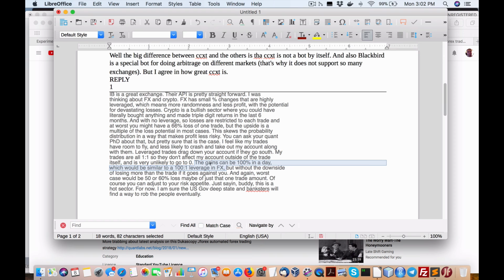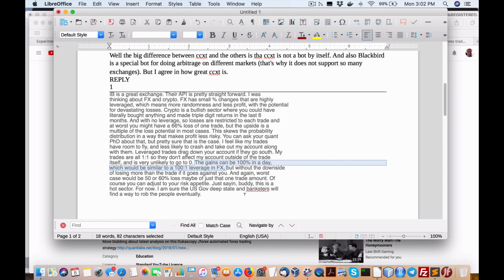So let me just repeat: the gains can be 100% in a day, which would be similar to 10 to 1 leverage in FX, but without the downside of losing more than the trade if it goes against you. And again, worst case would be 50 to 60% loss maybe of just one trade amount. Of course, you can adjust to your risk appetite. Just saying, buddy, this is a hot sector for now.